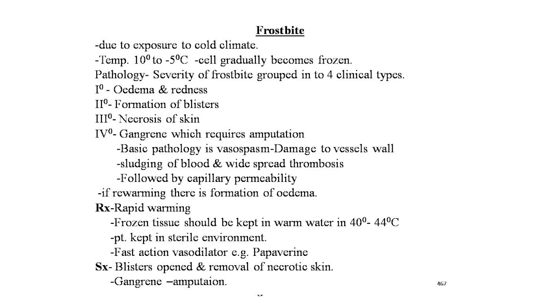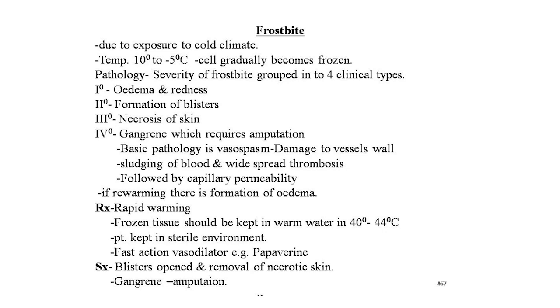Now the treatment. Rapid warming of the tissue is the most important aspect of the treatment. The frozen tissue should be kept in warm water at 40 to 44 degrees centigrade. The patient is kept in a sterile environment. A fast acting vasodilator, that is papaverine, should be used. Surgical treatment is opening the blisters and removal of the necrotic skin. And if there is gangrene, amputation should be performed.